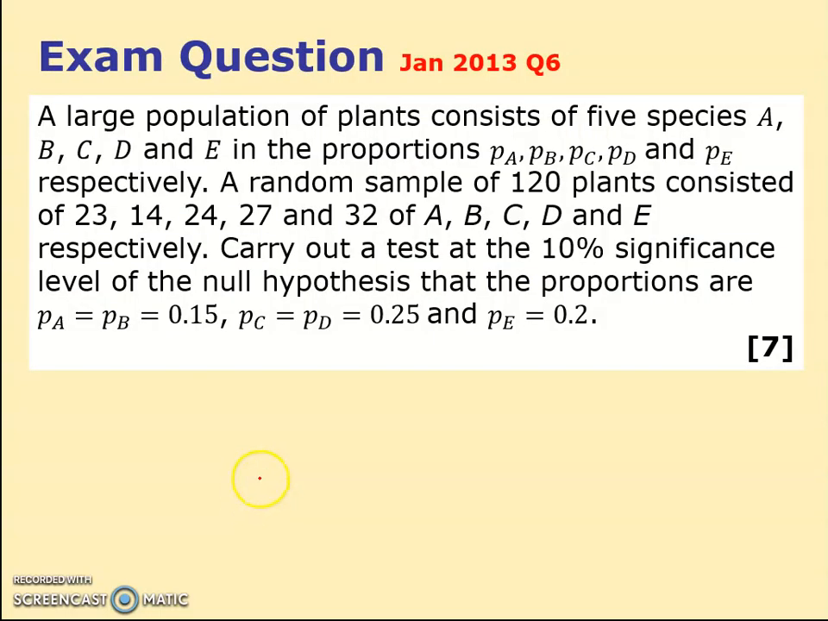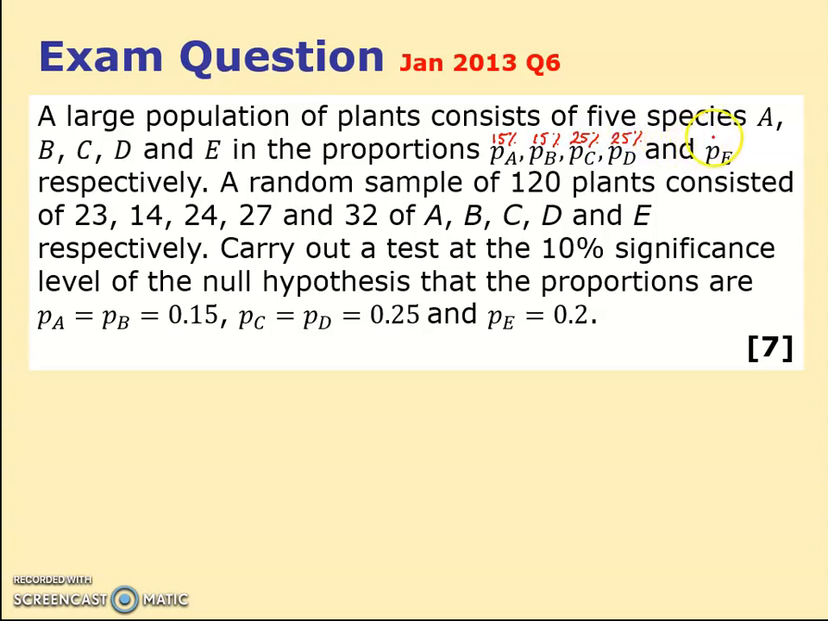So anyway, here's another question. This is an exam question, as you can see, an older OCR exam question. A large population of plants consisted of 5 species, A, B, C, D, E. So this is similar to the other one in the proportions. Oh, right, they're not necessarily a fifth each. It's got certain proportions, and it tells me at the bottom of the question, which is a bit naughty of it, that PA is basically 15% of them, 0.15. PB is 15%. PC and PD are 25% each.